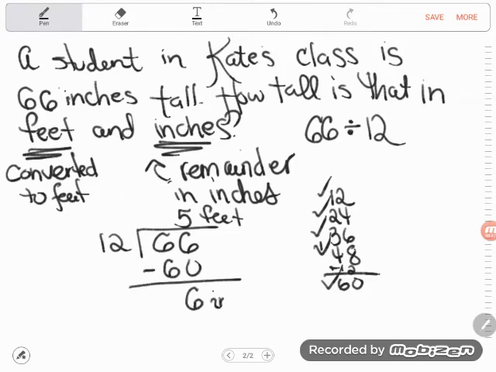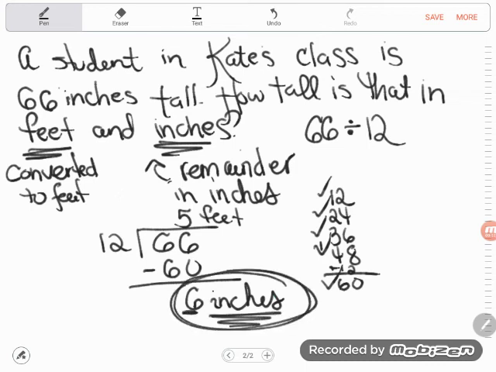How many inches are remaining? 6 inches left over. Okay, so when do remainders come in handy? Remainders come in handy when I want the leftovers to stay in my original unit. I want my leftovers to stay in my original unit. In this case, my remainder of 6 remains in my original unit of inches.